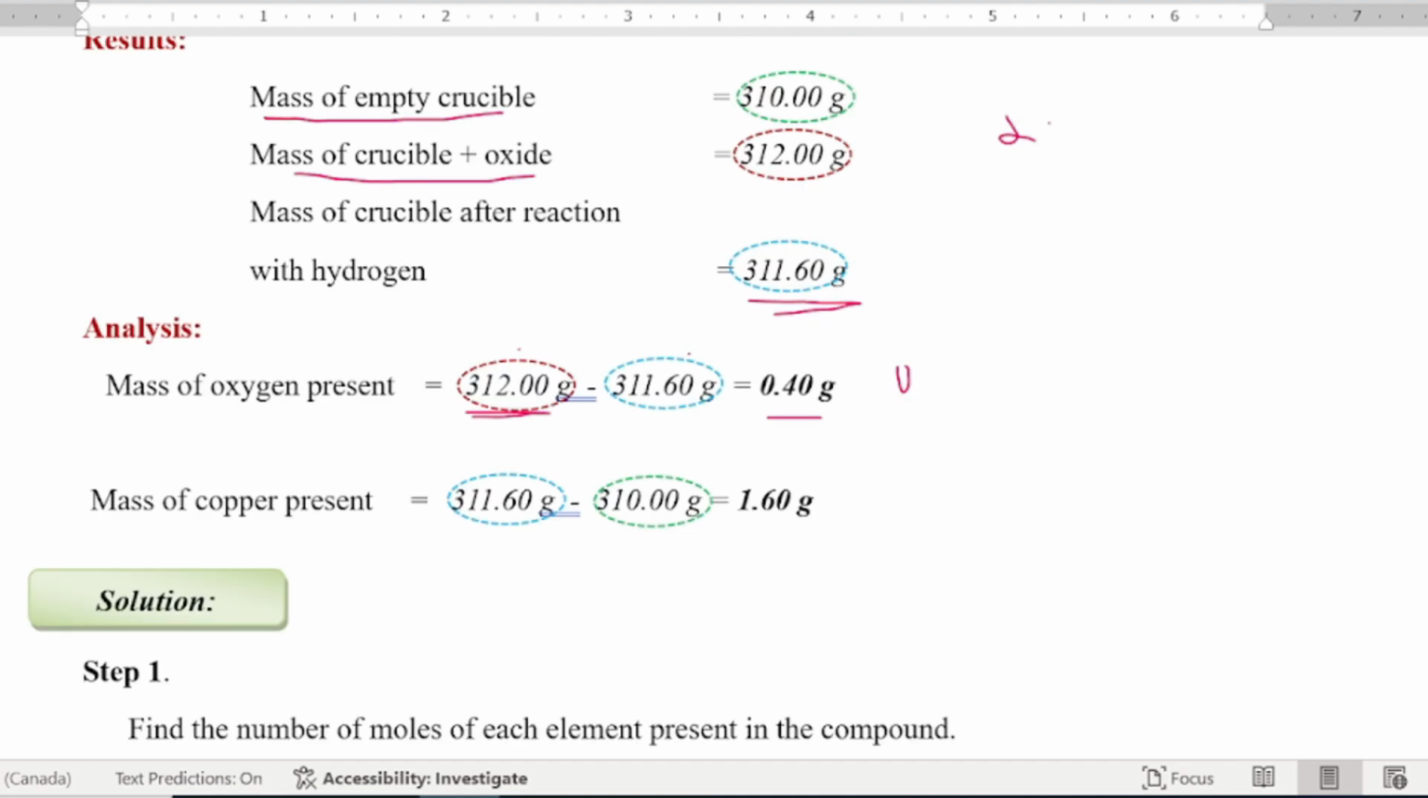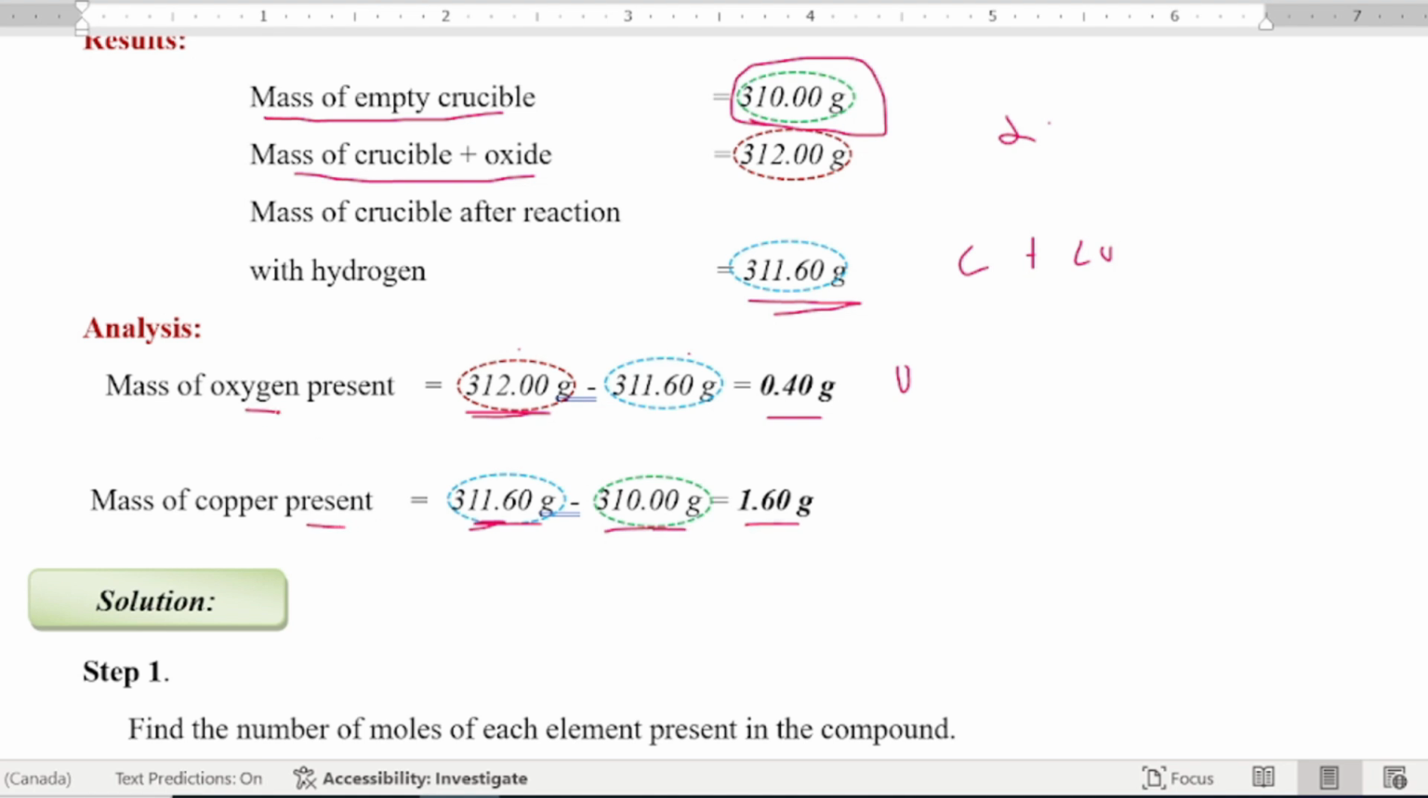The mass of the copper present will be equal to this one here minus 310. What this has here is a crucible plus copper, but this one here is an empty crucible. To find the mass of the copper, subtract the mass of the empty crucible from the mass of the crucible plus copper, and we'll get this mass for copper, right?